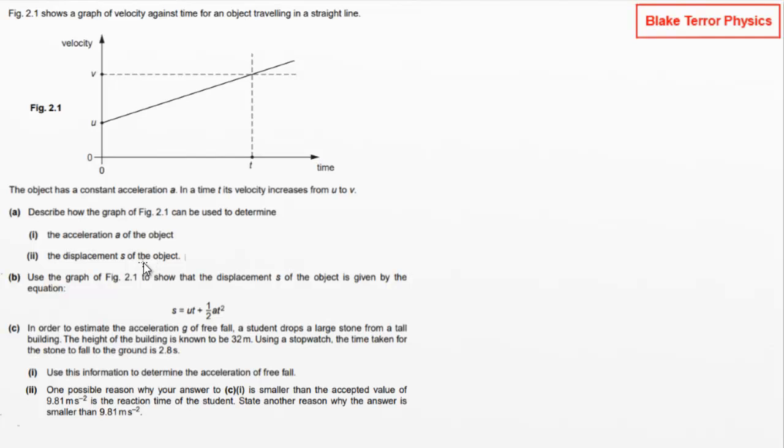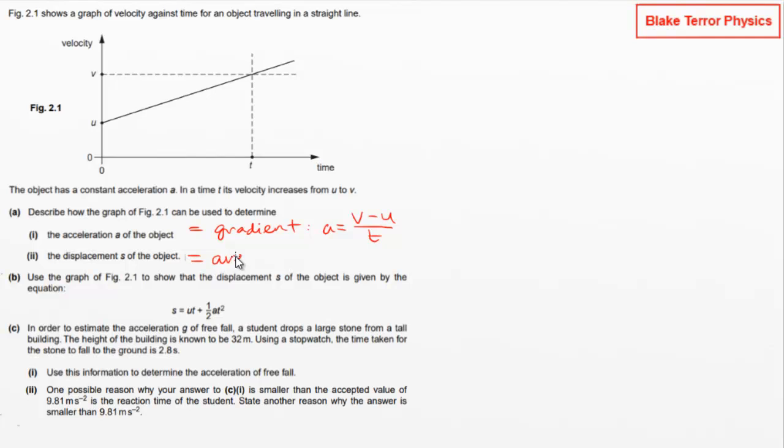Okay, right, they haven't been as precise as I would have liked here, but that is equal to the gradient. The acceleration is the gradient. So we're going to want to have, i.e., change in y over the change in x. So this is our v equals u plus at. So acceleration equals that. And the displacement is the area.